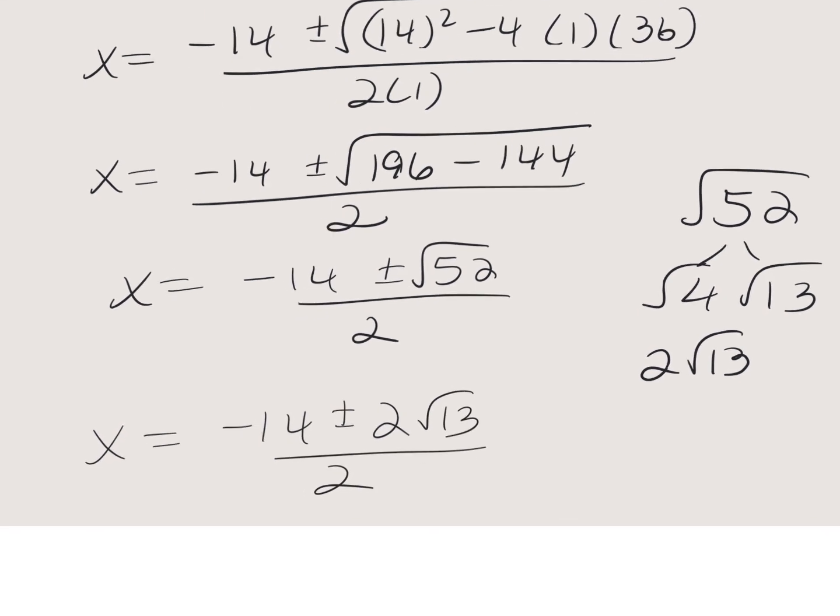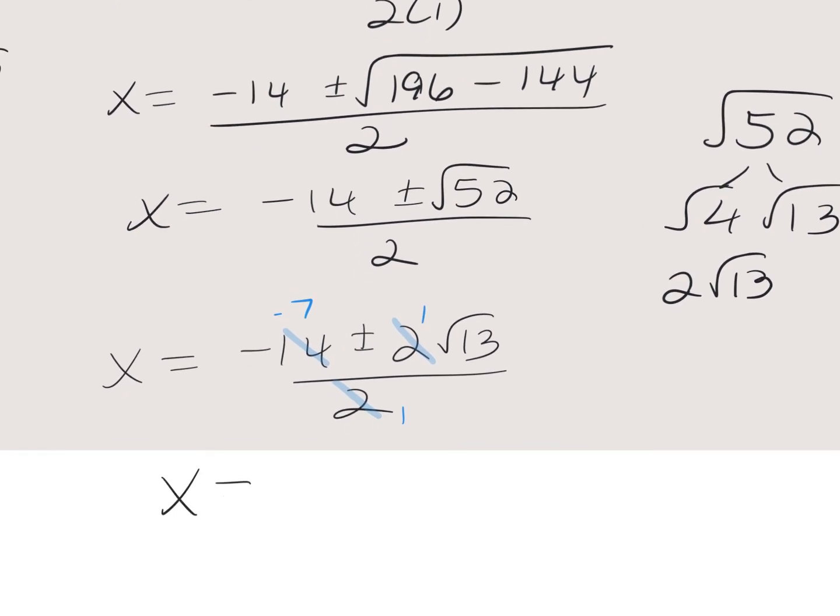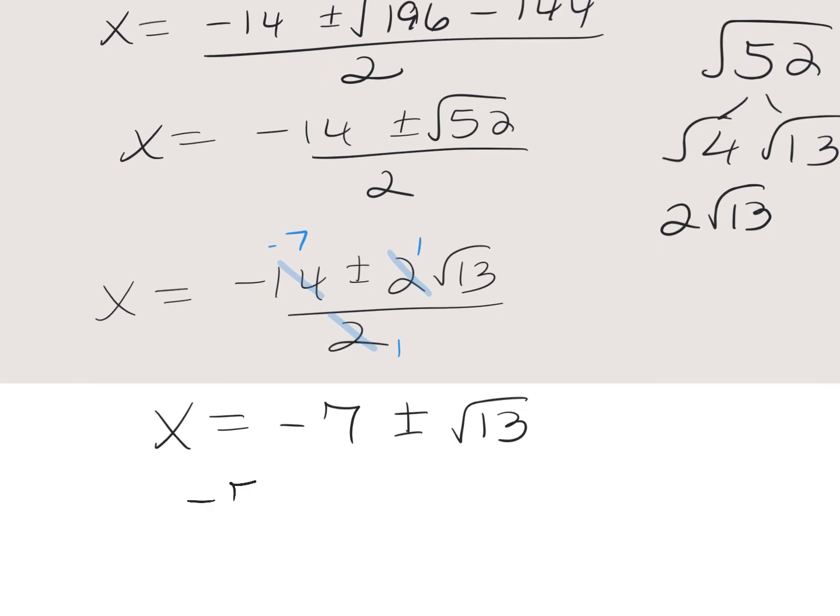Now I can simplify the fraction. I can divide all of these by 2. So this becomes a -7, a 1, and a 1. So final answer is going to be x is equal to -7 plus or minus the square root of 13. And again, WebAssign wants you to pull it apart. So -7 minus the square root of 13 and -7 plus the square root of 13. And we're done with the quadratic formula notes.